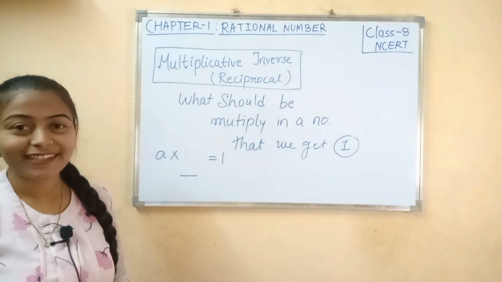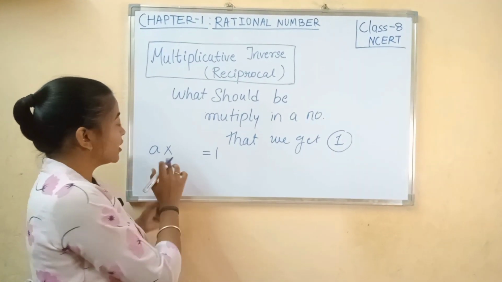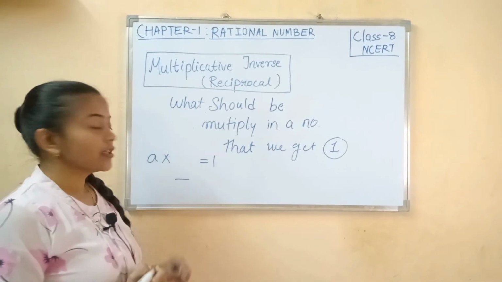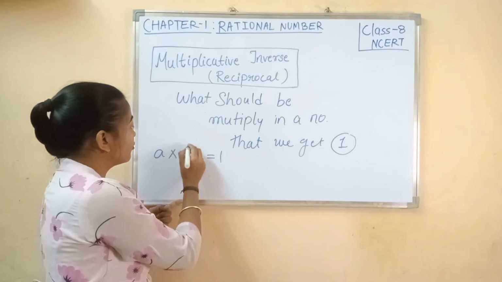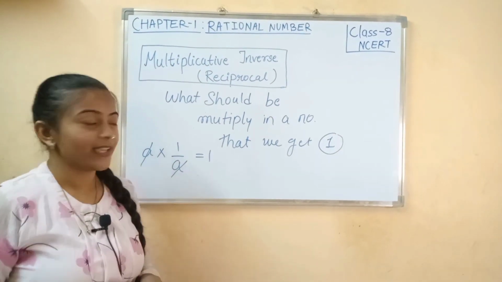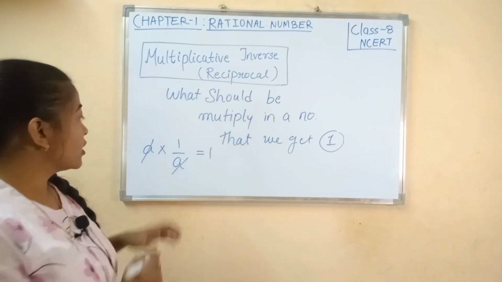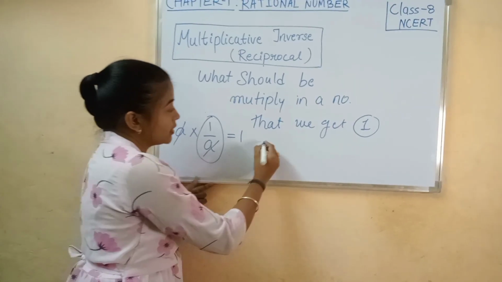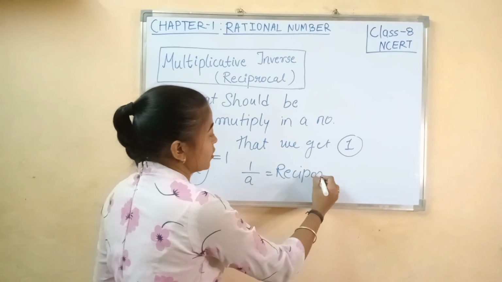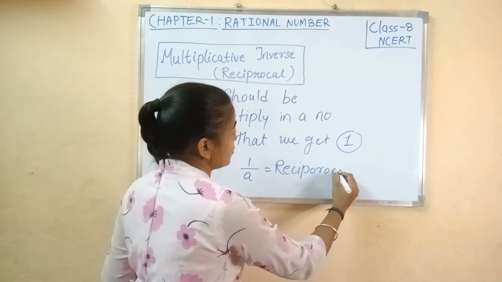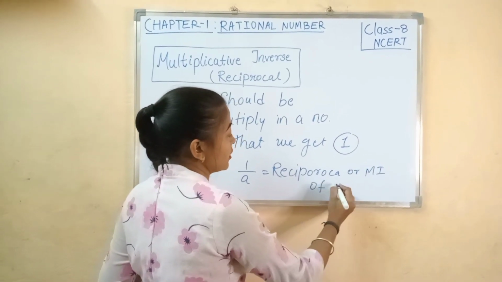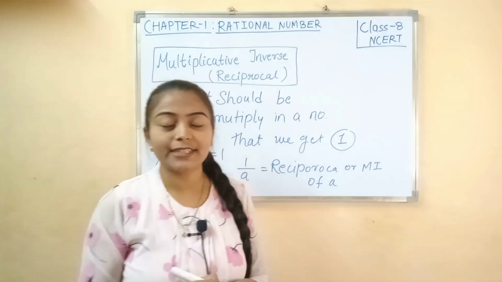If we multiply a by what so that we get 1? We multiply by 1 by a. So a is cancelled out with a. What will remain? 1. So this 1 by a is called the reciprocal or multiplicative inverse of a. Okay, we will understand with some examples.